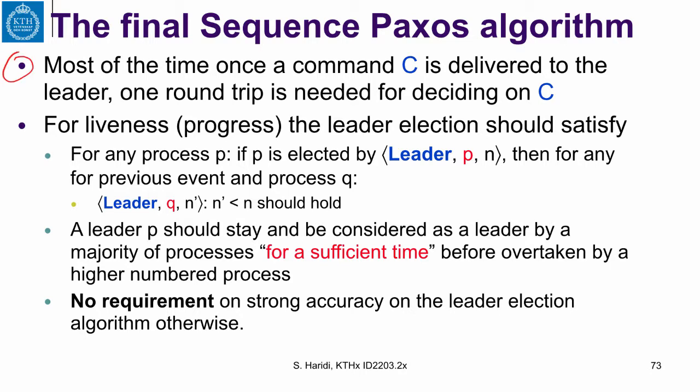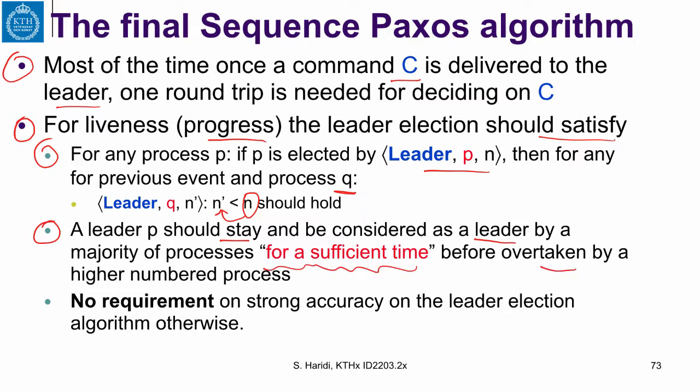Most of the time, when a command is delivered to the leader, a round trip is needed for deciding on it, and also commands are pipelined in the network. For liveness or progress, the leader election should satisfy that for any process P, if P is elected as a leader, then for any previous event and process Q, N is greater than N prime. And we get liveness if a leader stays and is considered a leader by a majority of processes for a sufficient amount of time before being overtaken by a higher number process.